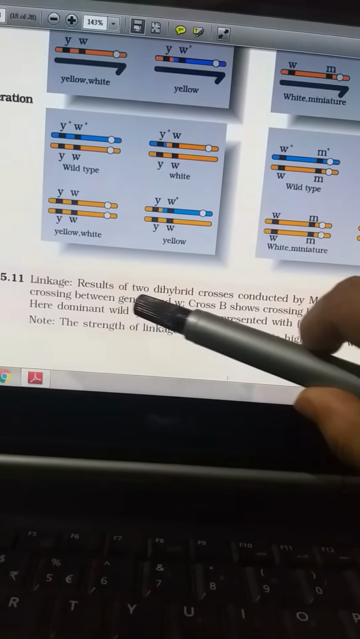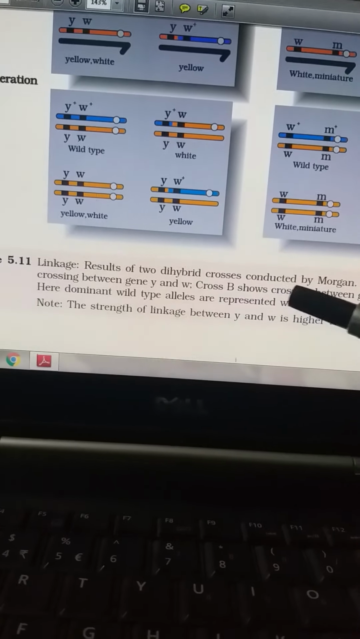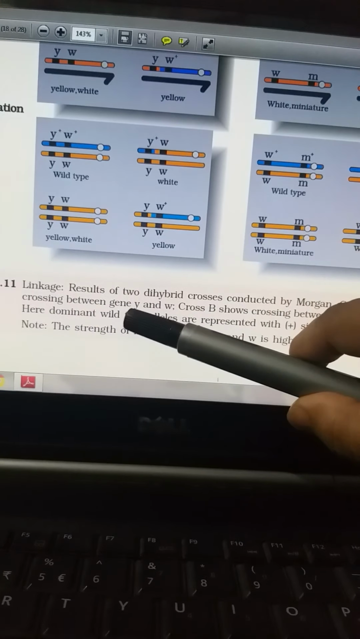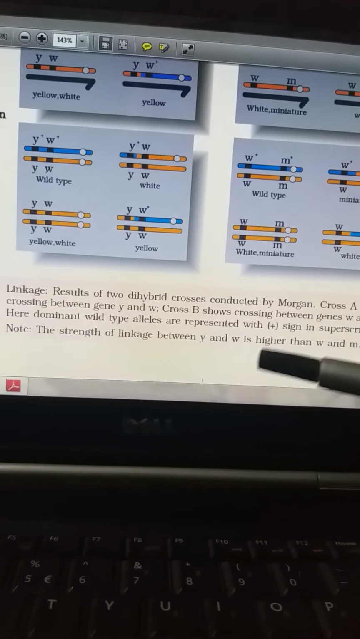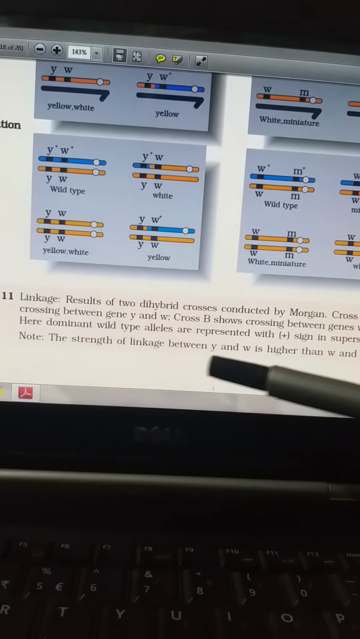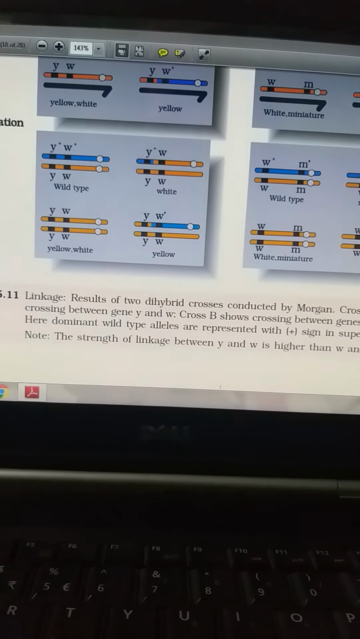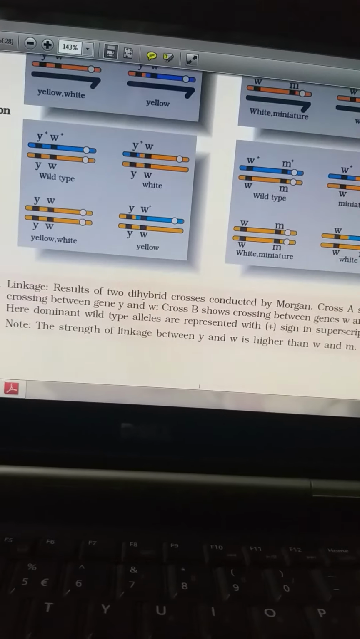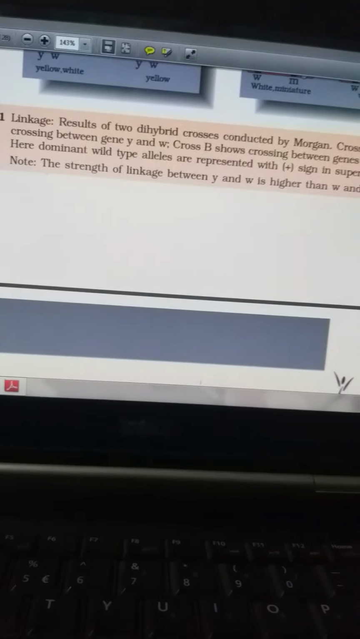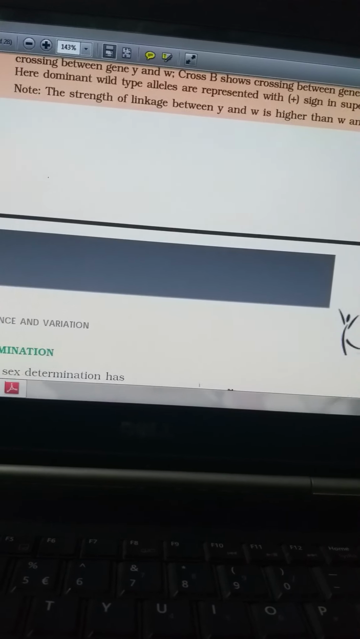See, these are the results of two dihybrid crosses conducted by Morgan. Case 1 shows crossing between genes Y and W, and the other shows crossing between W and M. Here the dominant wild type allele is present, with the plus sign superscripted, and the linkage. Some are strongly linked, while others, the recessive ones, are only slightly linked.